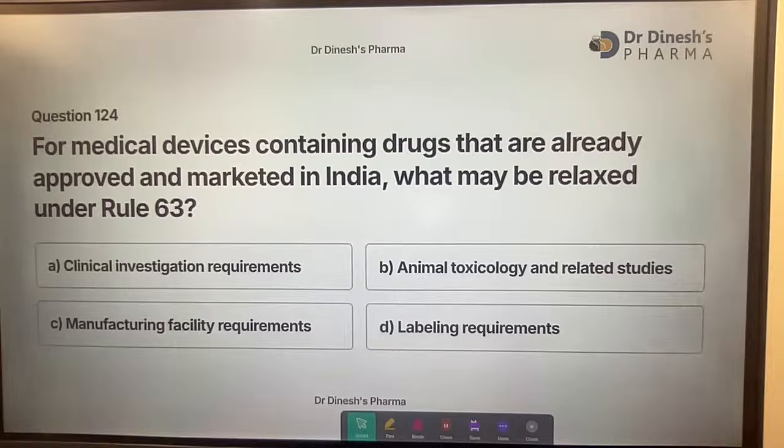Next question, for medical devices containing drugs that are already approved and marketed in India, what may be relaxed under Rule 63? Clinical investigation requirements, animal toxicology and related studies, manufacturing facility requirements, labeling requirements. What is relaxed under Rule 63? If the drug is already marketed in India and the drug is combined with the medical device, what can we exempt? The answer.